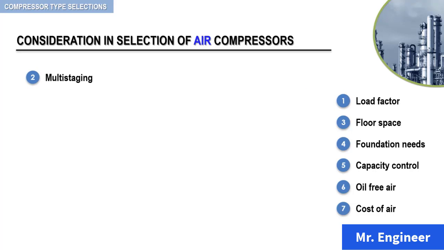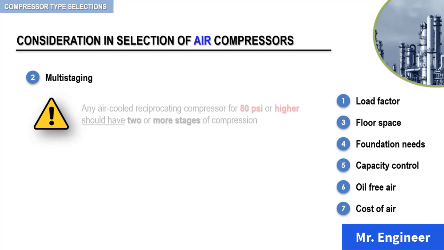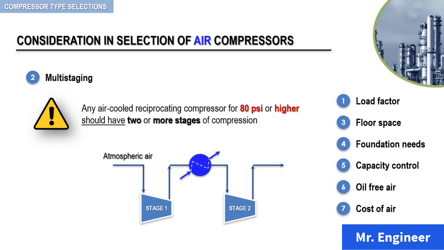The standard or rule for multi-staging is that any air-cooled reciprocating compressor for 80 psi or higher pressure should have 2 or more stages of compression. A two-stage unit for 100 psi, as depicted here, will run 100 degrees Fahrenheit cooler than a single-stage unit, therefore reducing deposit formation and the need for valve cleaning. Two-stage compression of air to 100 psi also saves 10 to 15% in power over single-stage compression.